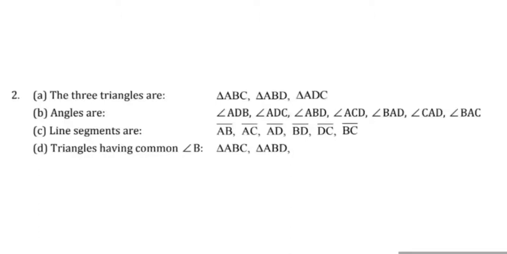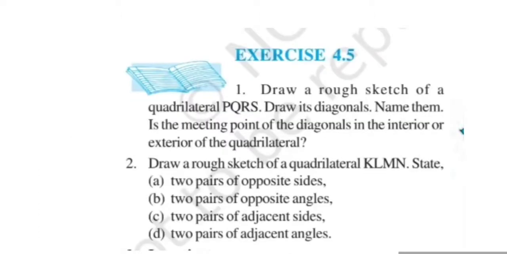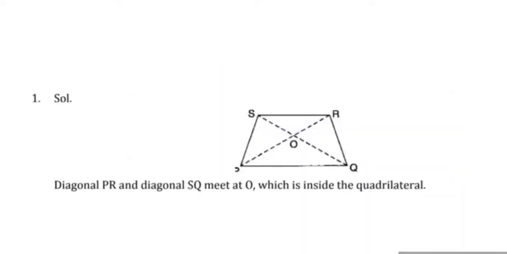Now scholars, let's see exercise 4.5. Question number 1. Draw a rough sketch of a quadrilateral PQRS. Draw its diagonals. Name them. Is the meeting point of the diagonals in the interior or exterior of the quadrilateral? So first, draw one quadrilateral, and the name of the quadrilateral is PQRS.